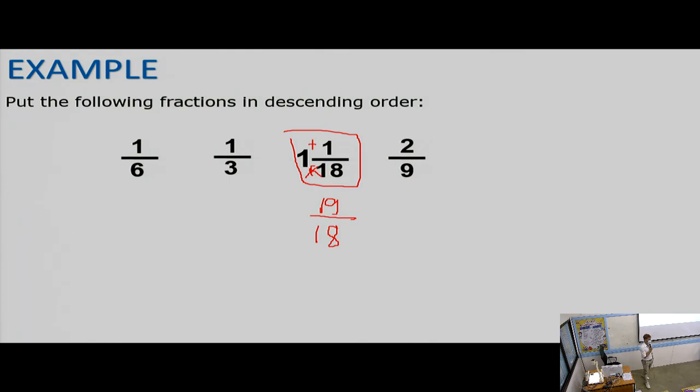What is the LCD? What should be the denominator? 3, 6, 18, and 9. What's the LCD, least common denominator?